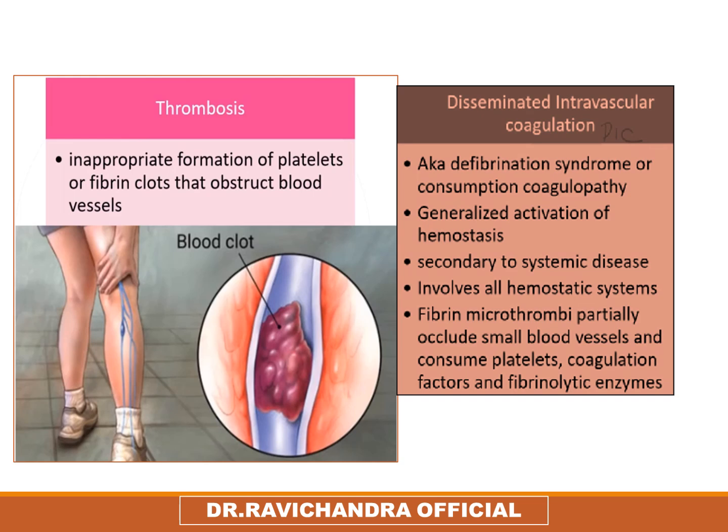Disseminated intravascular coagulation, also called consumption coagulopathy or defibrination syndrome, or DIC. This is generalized activation of the hemostasis mechanism and it is secondary to systemic diseases. It involves all hemostatic systems and there will be formation of microthrombi. Fibrin microthrombi will partially occlude the small blood vessels and they will consume all the platelets, coagulation factors, and fibrinolytic enzymes.